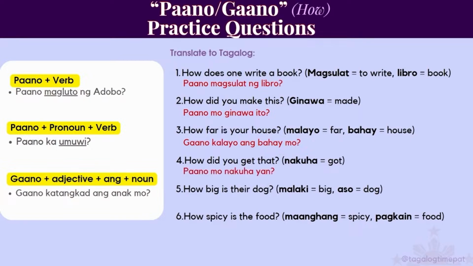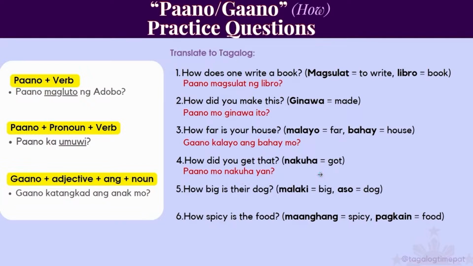How did you get that? Nakuha means got. Paano mo nakuha yan? There's no adjective in this question, so we would still just use paano. And that follows rule number 2. Paano, mo, the verb nakuha, yan.